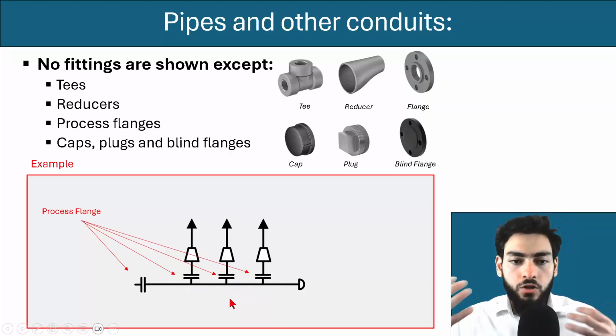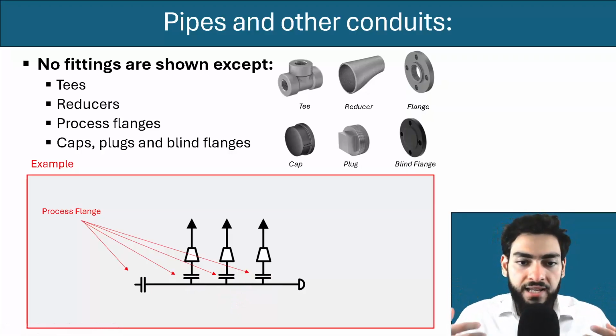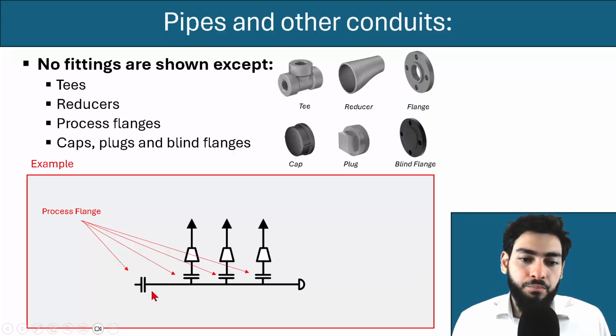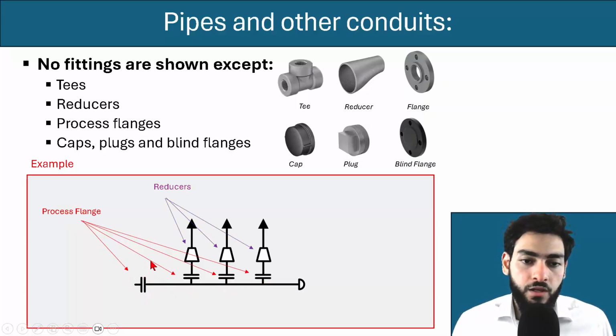We're going to look at how to read them through understanding P&ID legends, because through the legends you should be able to see what each of these symbols mean. However, it is very common to find the process flange looking like this. Then you have here three reducers. Over here you have three T's.